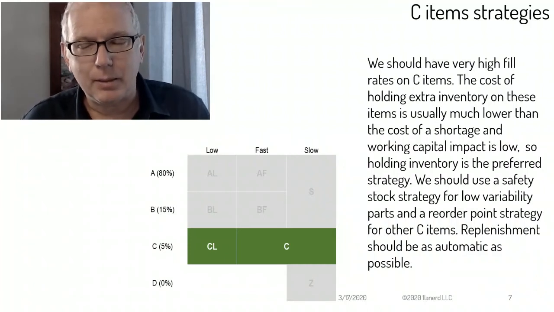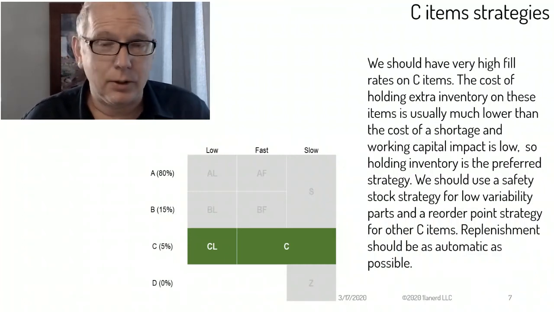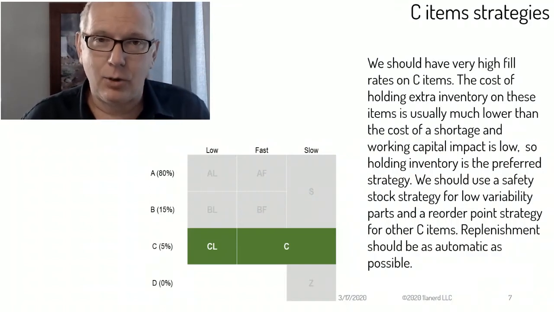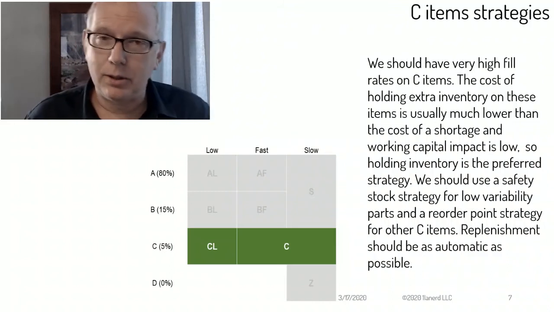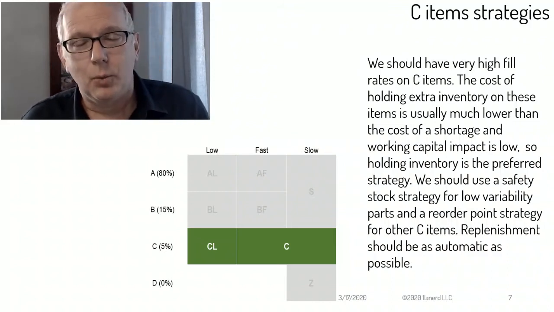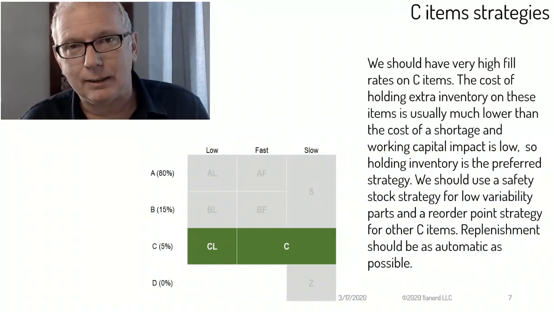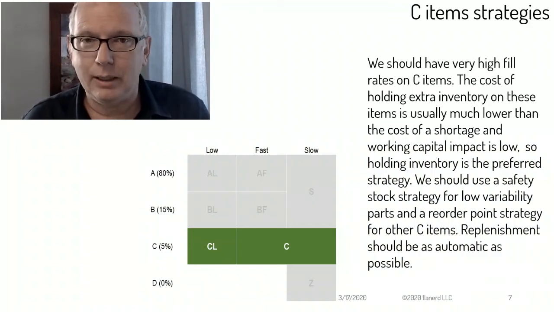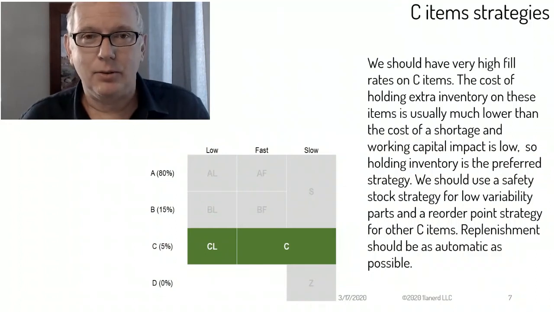When we think about inventory, it's one of the three elements of working capital, and it takes cash to hold inventory. And so when you say we're going to hold more inventory, it rings all the alarm bells for the finance folks. Well, it's not a lot of money when we're talking about C items, and the cost of holding the additional inventory is much, much smaller than the cost of running out.